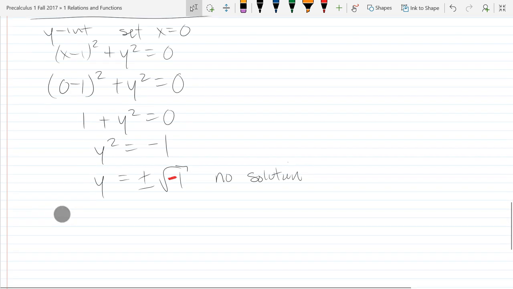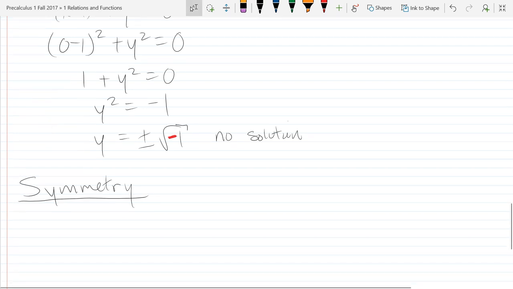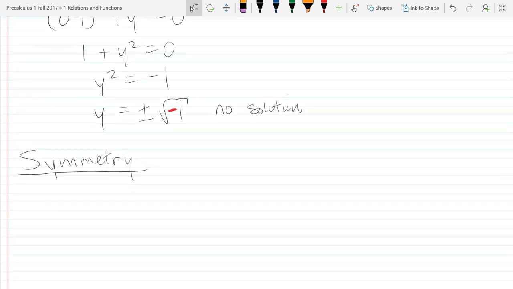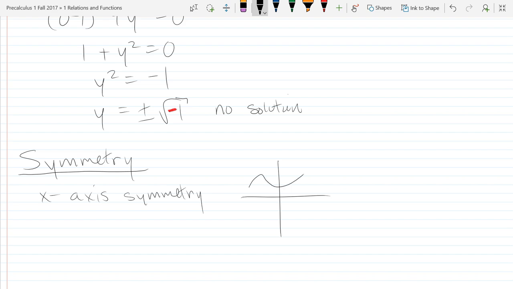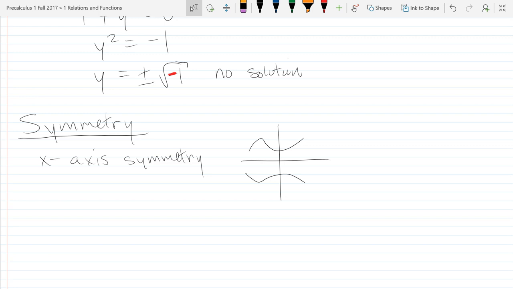And now we're going to move on to symmetry. We'll start with x-axis. For symmetry, I'm going to draw an example of what x-axis symmetry looks like. This is basically a mirror image, and in this case, it's across the x-axis. So it would look something like that. Do your best to make it a mirror image across the x-axis. That's what x-axis symmetry looks like. Whatever happens above the x-axis also happens below the x-axis.